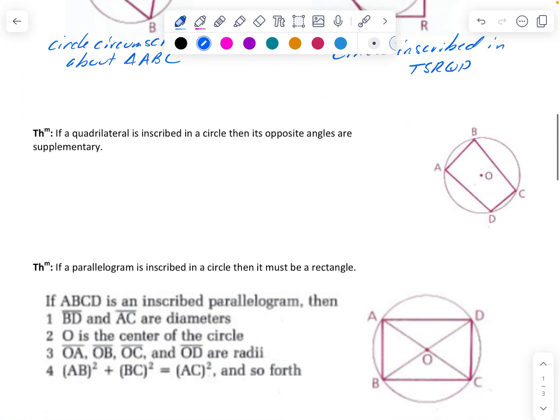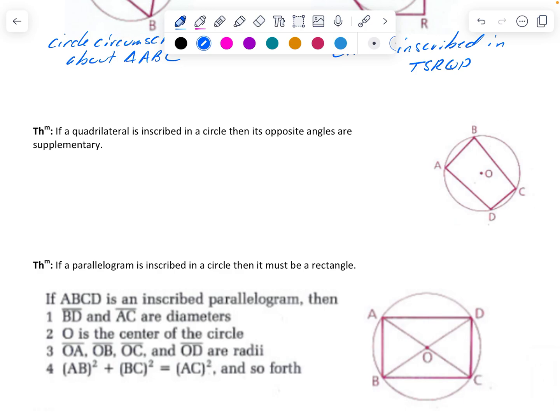So it says, if a quadrilateral is inscribed in a circle, then its opposite angles are supplementary. So that would mean, let's mark them here, the same color doesn't mean congruent, but supplementary. So angle A is supplementary to angle C, and angle B is supplementary to angle D.